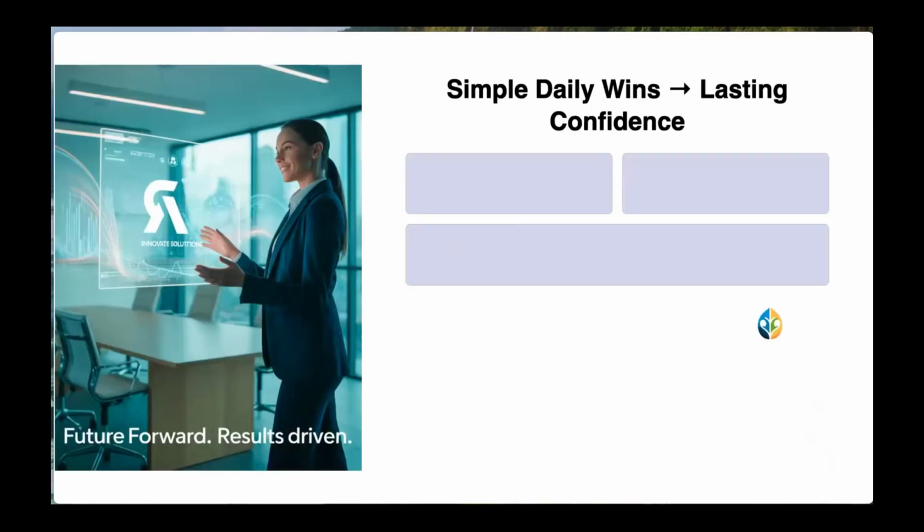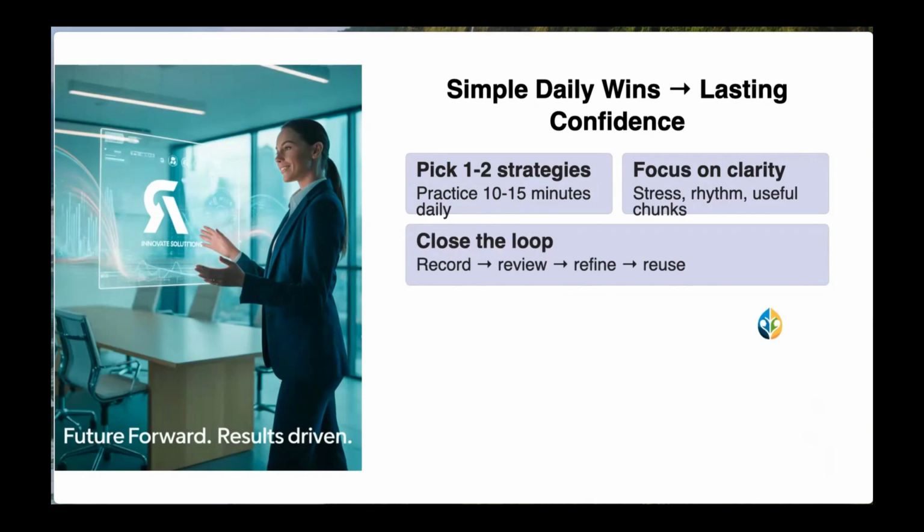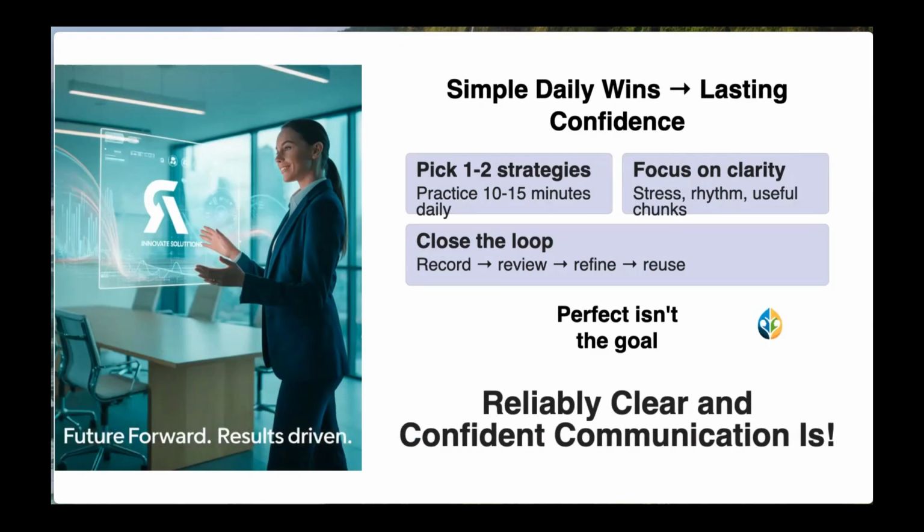So, simple daily wins, lasting confidence. Pick 1 to 2 strategies. Practice 10 to 15 minutes daily. Focus on clarity. Stress, rhythm, and useful chunks. Close the loop. Record, review, refine, and reuse. And remember, perfect isn't the goal. Improvement is. Being natural is. Being reliably clear and confident communication is.